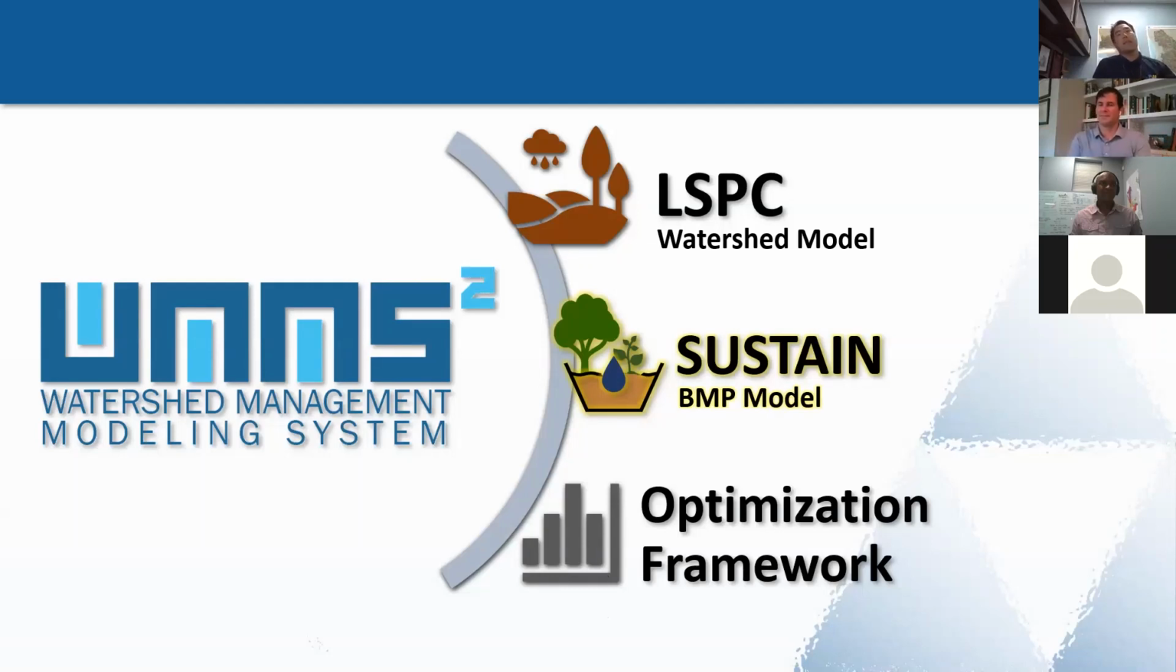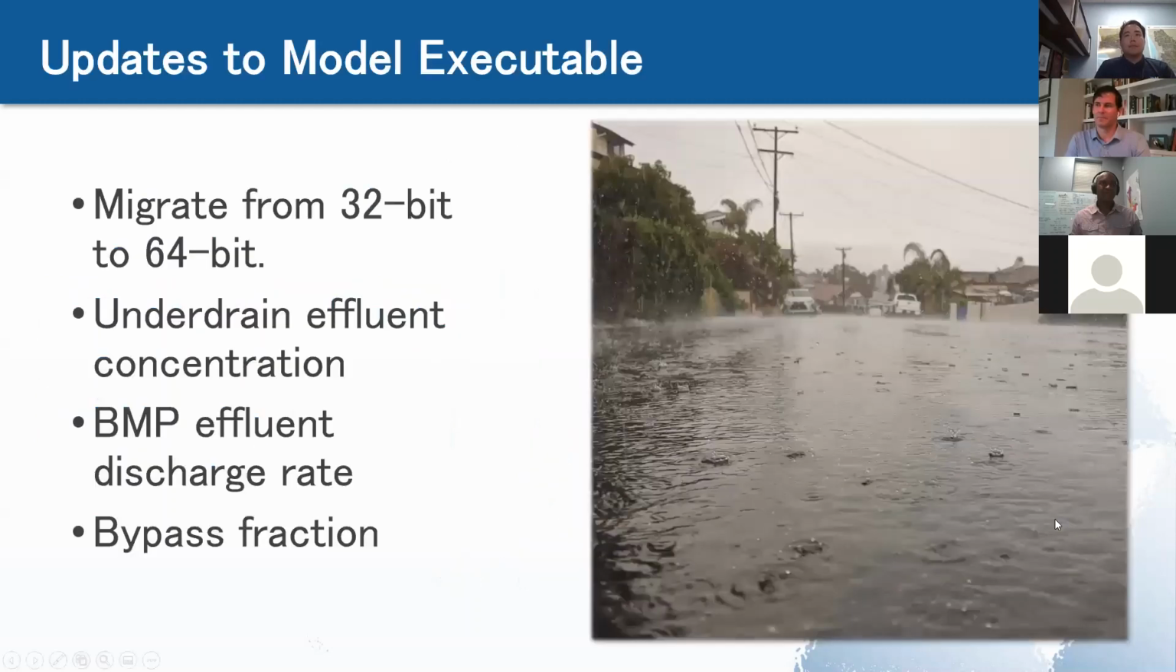Okay, so we just went through a lot of LSPC. John and Steve went through the LSPC model itself, the calibration validation process, and now we're going to turn a corner to the SUSTAIN BMP model. Just like LSPC, we have a number of enhancements that were made to the model. One of them is a computational efficiency improvement. Just like LSPC, we migrated from a 32-bit to 64-bit system. This just helps runtime, so this model runs faster than it used to.